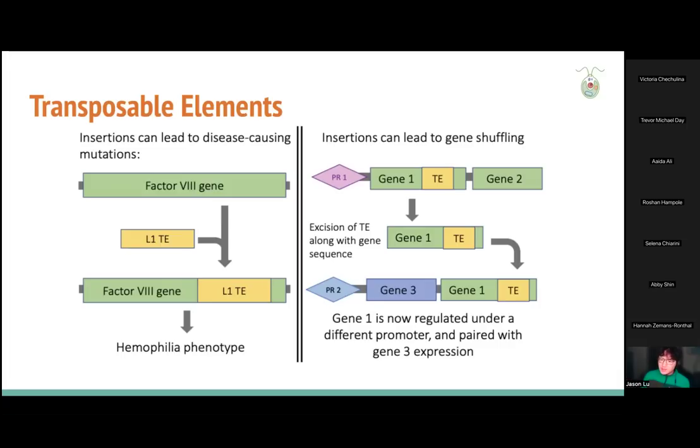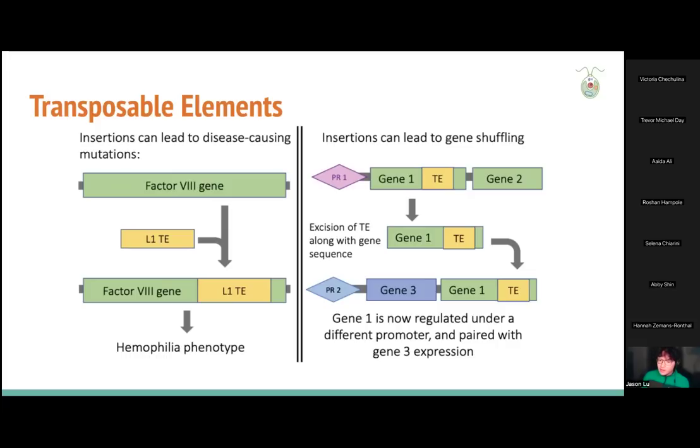And because the expression of a gene, the amount of transcript we make and the amount of protein we make, is all regulated by this promoter, as we can see here, PR1 or PR2. And different genes have different promoters that regulate them. This can really, really mess up how much gene 1 product we're getting.